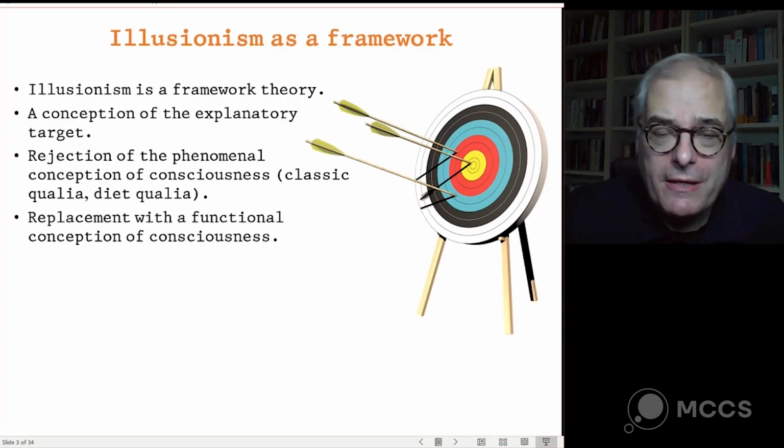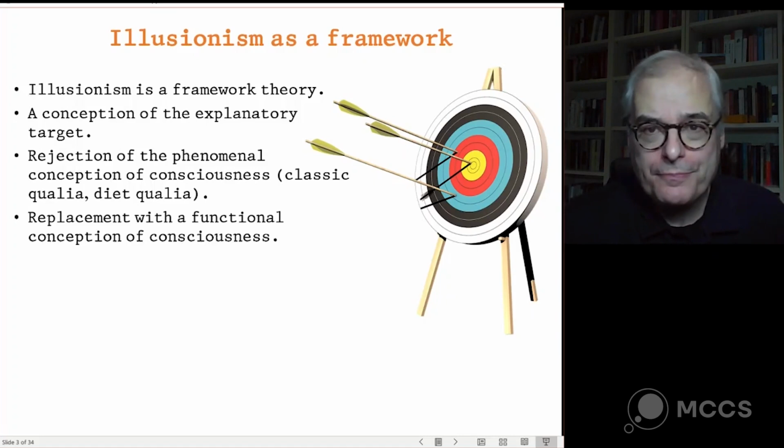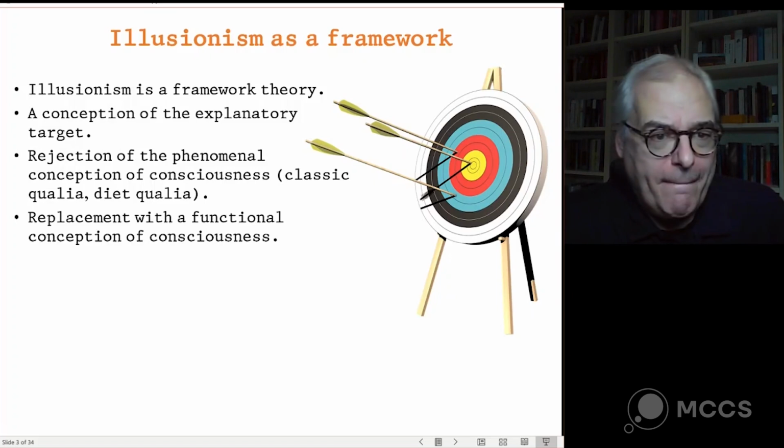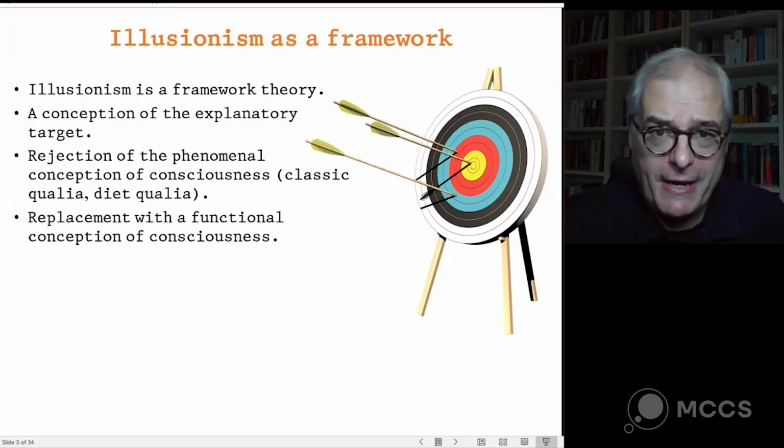Instead, it recommends a different conception of what consciousness is, a functional conception of consciousness, a conception that is more dynamic, in which having a conscious experience isn't a matter of acquaintance with some intrinsic feel, but is a matter of being in some complex relationship with one's environment, a relationship of sensitivity on the one hand, and of reaction on the other. It involves being sensitive to features of one's environment, and this sensitivity producing a complex range of psychological and behavioral and physiological reactions. So that's what needs explaining, these sensitivities and these reactions and dispositions to react, not some intrinsic feel.